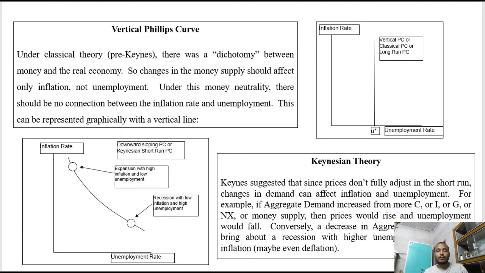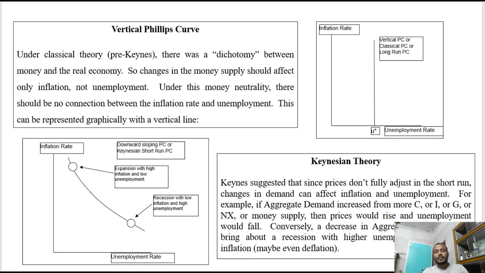But what will be the shape in the Keynesian theory? Keynes suggested that since prices don't fully adjust in the short run, changes in demand can affect inflation and unemployment. For example, if aggregate demand increases from consumption, investment, government expenditure, net exports, or money supply, then prices will rise and unemployment will fall. Conversely, a decrease in aggregate demand would bring about a recession with higher unemployment but a lower level of inflation. That may be deflation.